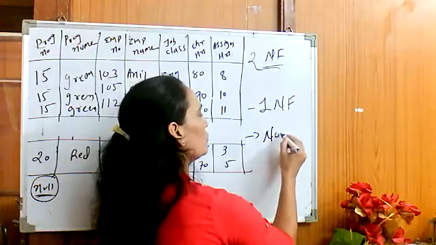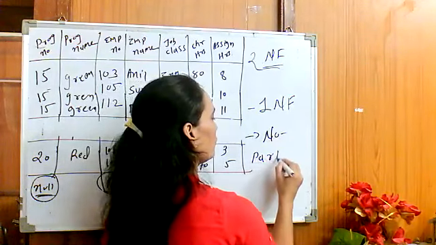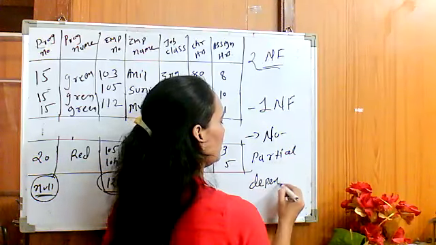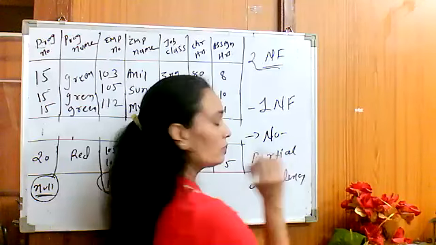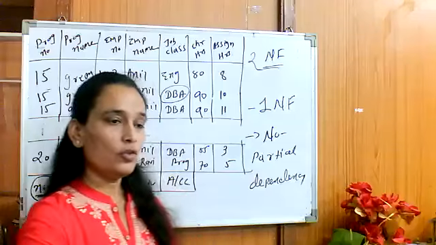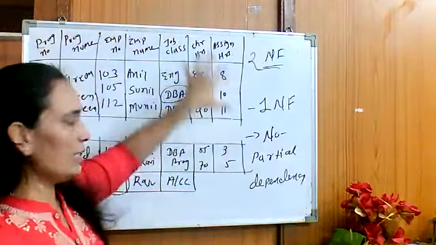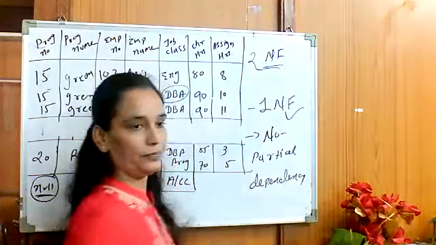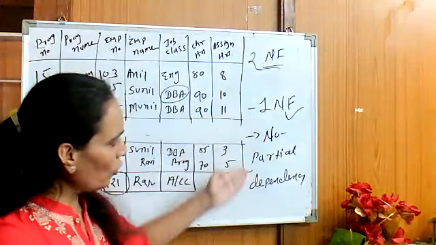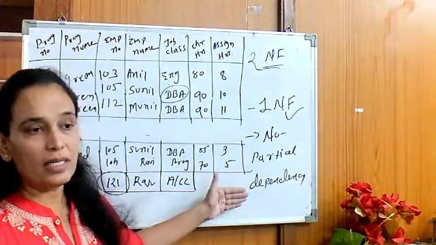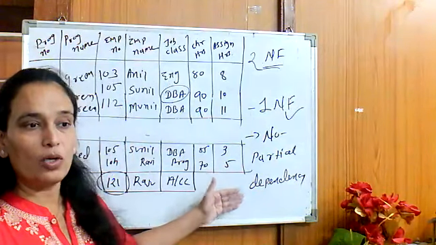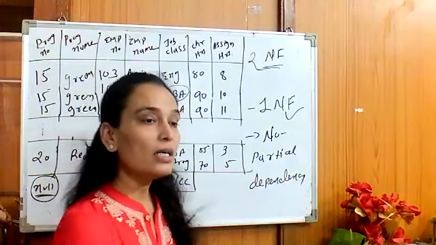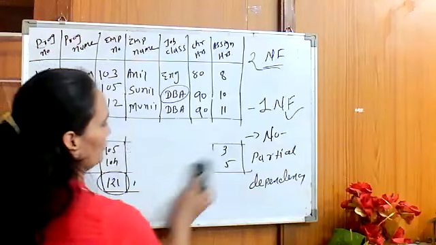No partial dependency. Okay. So first of all, this table is already in first normal form. So the first requirement is fulfilled. Now there should be no partial dependency. To understand partial dependency, first of all we have to understand what is functional dependency. Okay. Now what is functional dependency?